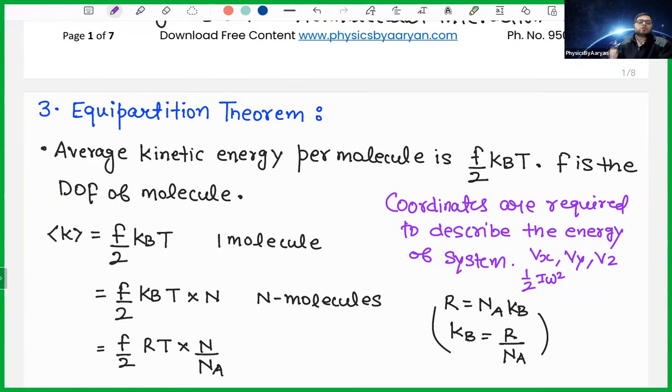So f is known as the total degree of freedom. How many coordinates do you require to describe the energy of this system? If f is the degree of freedom, then the average kinetic energy of my particle, or for one molecule, will be given by (f/2) kBT.